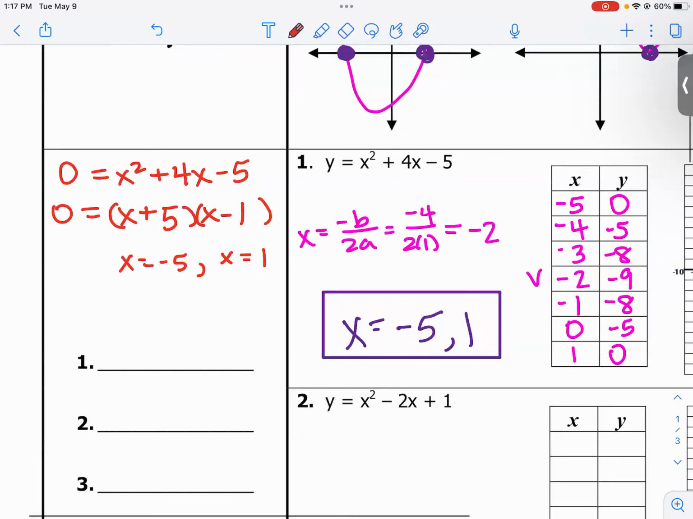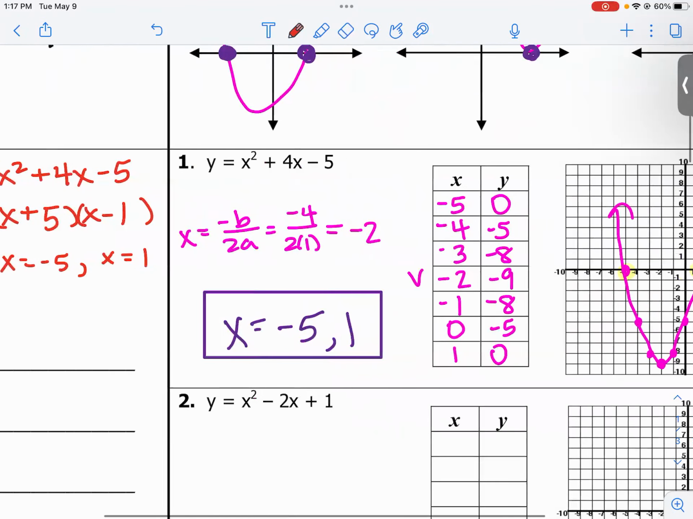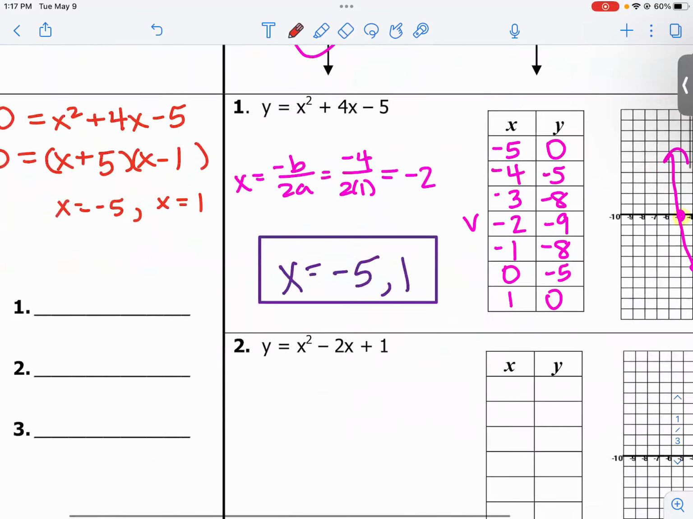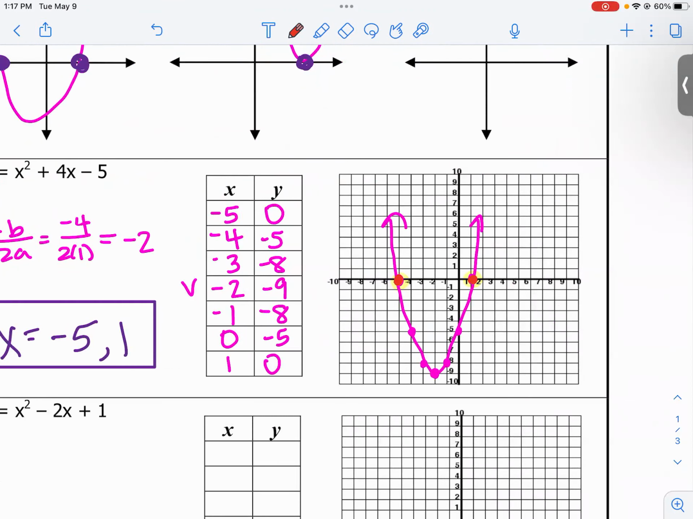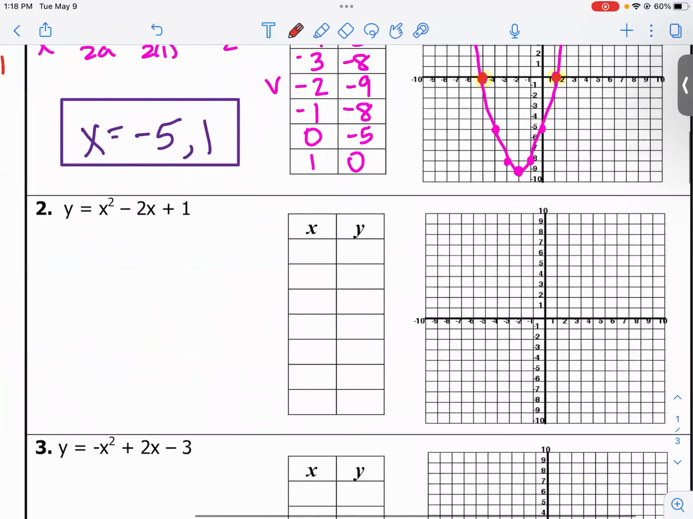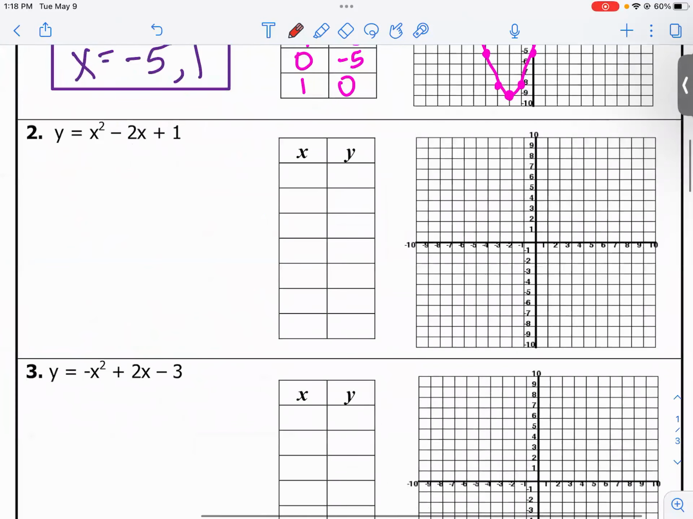So what we can do is we can come over here and we can plot those points, and we know our vertex has to be in the middle. Okay. Why am I making you graph these again? I need you to understand the visual relationship between what a solution means and what's happening on the graph, okay? And you guys, graphing parabolas, one of the easier things we've done this semester, okay?